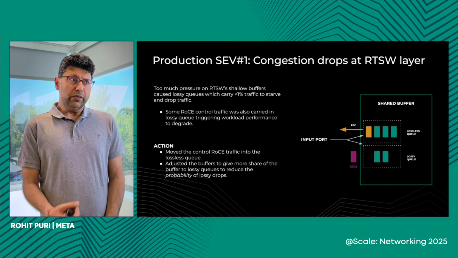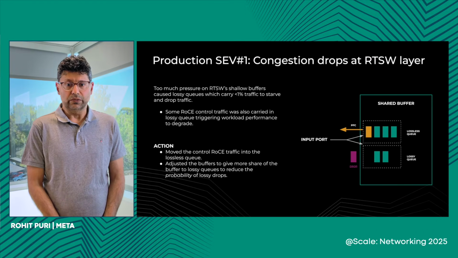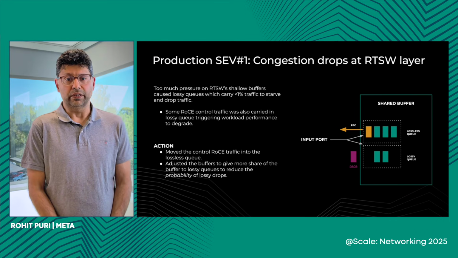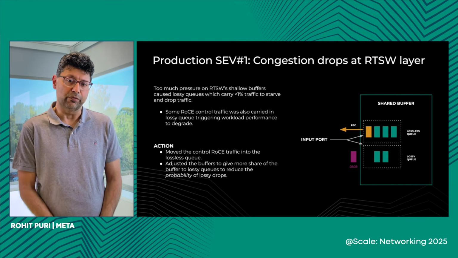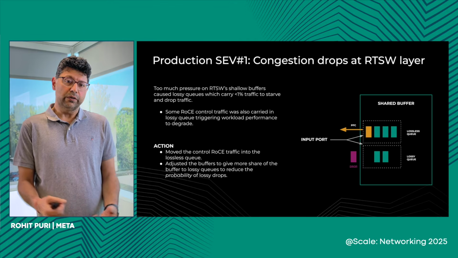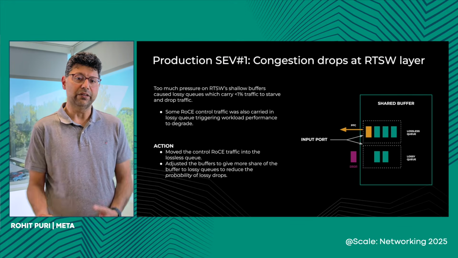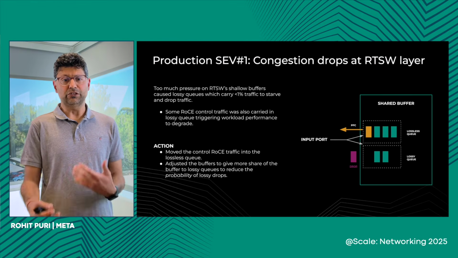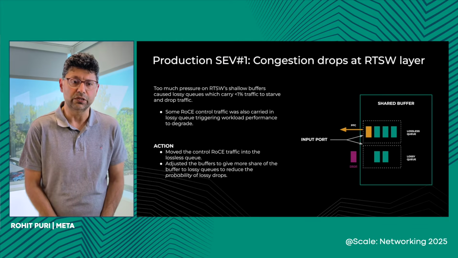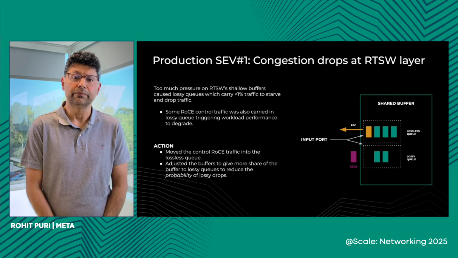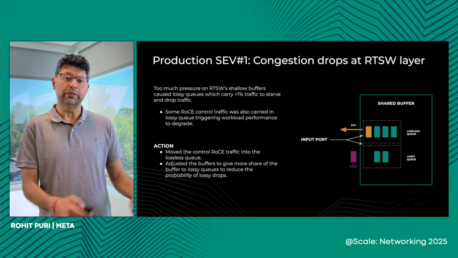Now, in our case, we were actually carrying some of the controlled RoCE traffic onto these queues, and it was also carrying the monitoring traffic. And when these packets got dropped, it actually impacted the job performance. So we figured we had to actually move all our RoCE traffic, control traffic, back into the lossless queues. And we readjusted the buffers in such a way so that the probability of drops on the lossy queues actually goes down quite a bit. Once we rolled out this fix, we were able to move forward.